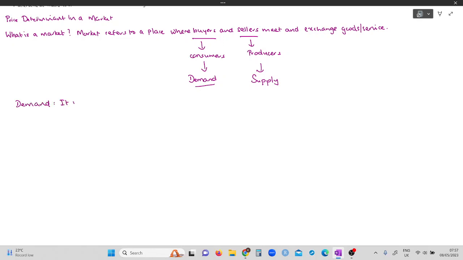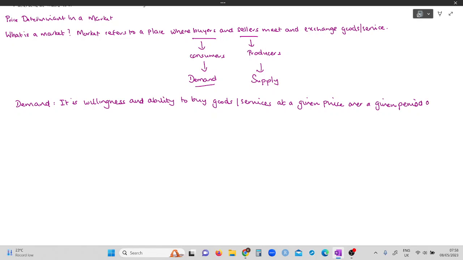Demand is the willingness and ability to buy goods and services at a given price over a given period of time. This is demand.